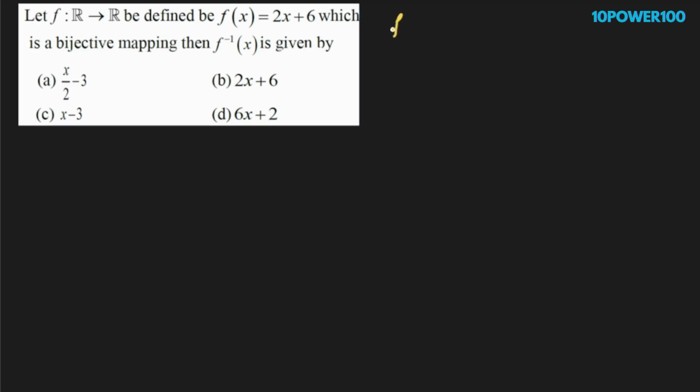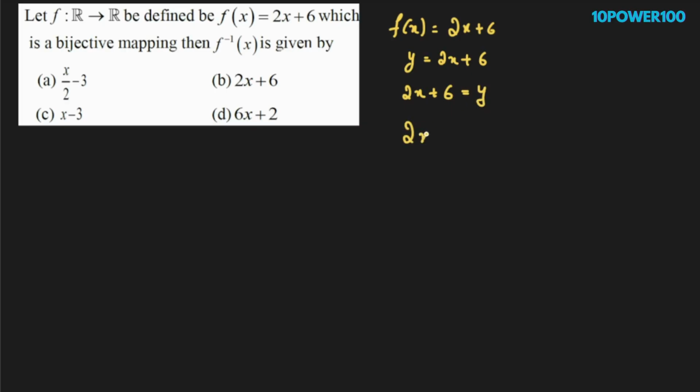F of x is what? F of x is equal to 2x plus 6. So consider f of x as y. So you get y is equal to 2x plus 6. Further, we have to solve this for x. I'll write 2x plus 6 is equal to y.